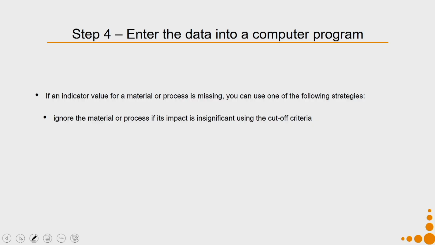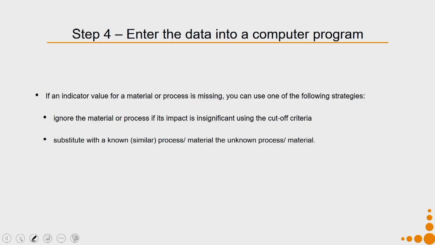Now, the next thing about entering the data in the computer program: you will substitute the unknown process or material with a known similar process or material. As we discussed in the data, we had blow molding for PVC films. Now, in the example that we have taken, we have to do blow molding of LLDPE to manufacture that. Because that is not available, I will substitute it with the known example: instead of blow molding of LLDPE film, I will use blow molding of PVC film.